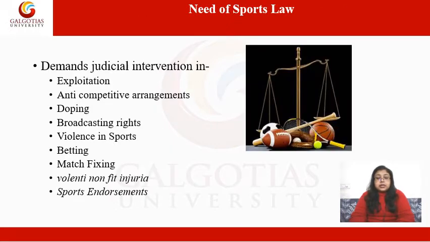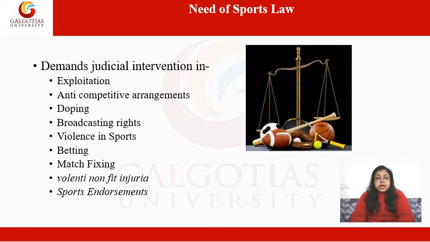Here I am highlighting the needs of sports law, that is, why we should study sports law. Sports law basically has been established, or it has taken birth, because there are certain aspects which come up very now and then in the domain of sports, and we need to have certain laws and regulations and regulatory authorities to look up to, so that the entire sports culture at the global as well as at the national level may run smoothly.